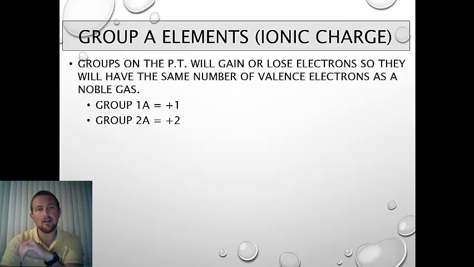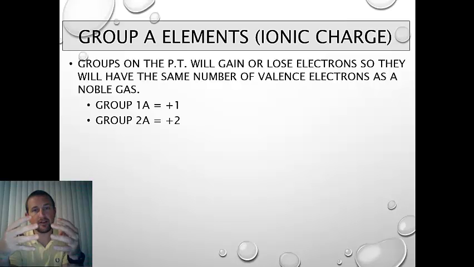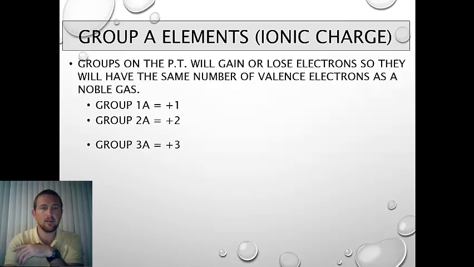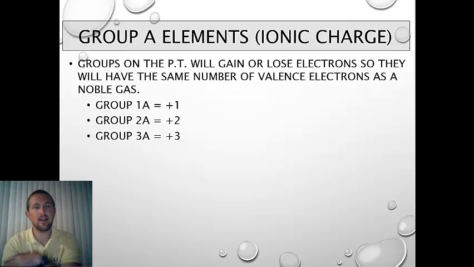The reason why group 2A forms a positive 2 charge, you can think about beryllium with 4 electrons. You lose 2 electrons, they go away, you're left with 2 bonus protons. These 2 electrons and protons cancel out. What you're left with? 2 extra protons with a positive charge, plus 2. For the same reason, group 3A could form positive 3 charges.